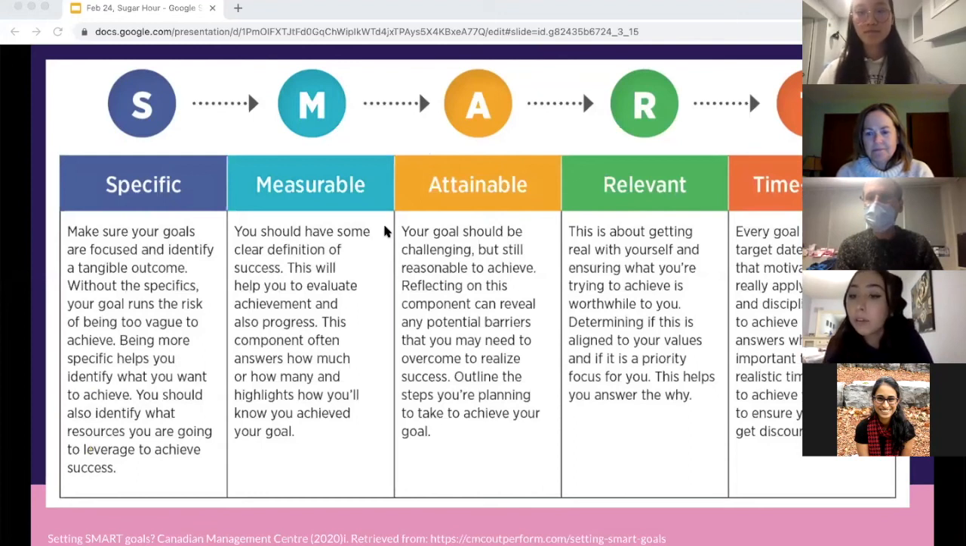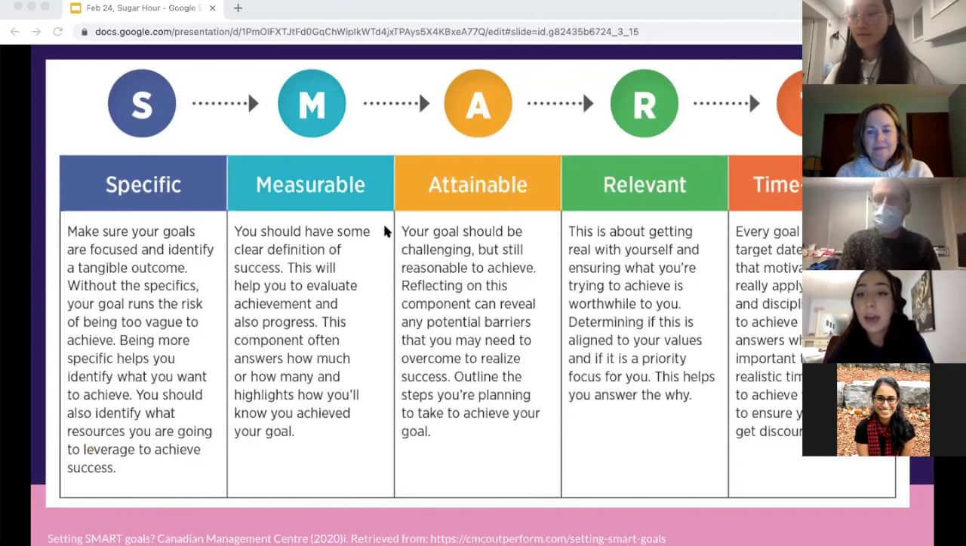Finally, the next letter is R for relevance. This is the idea that we should be setting goals that are important to us. So the goal can't be something that your family wants for you or your children want for you. It needs to be something that you want for yourself. And so you should make sure that the goal is aligned with your values. That way you're going to make sure you prioritize it and really are motivated towards it.